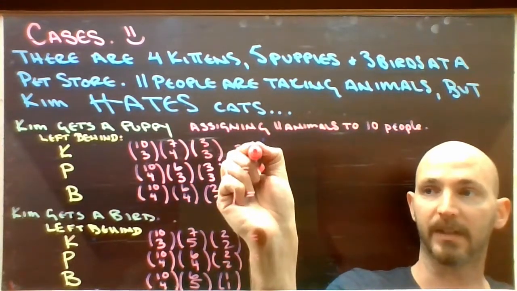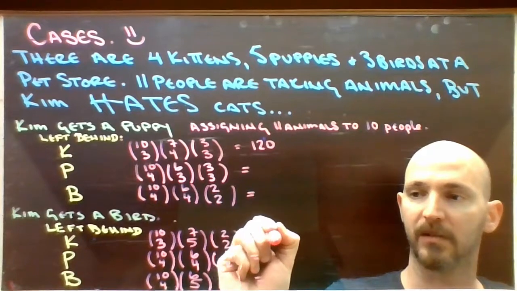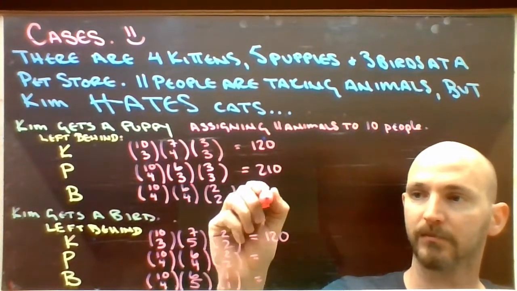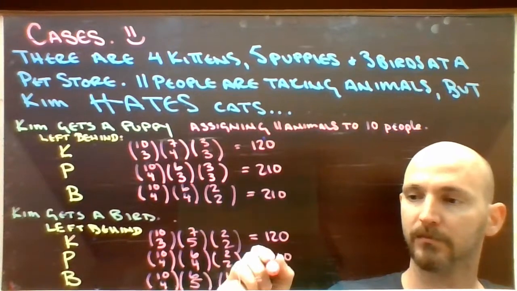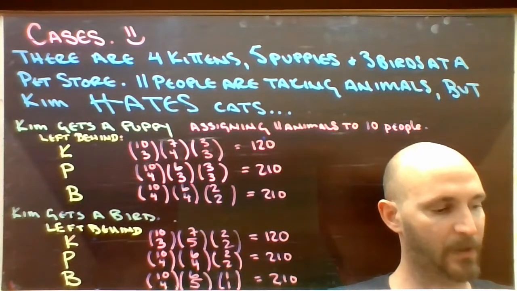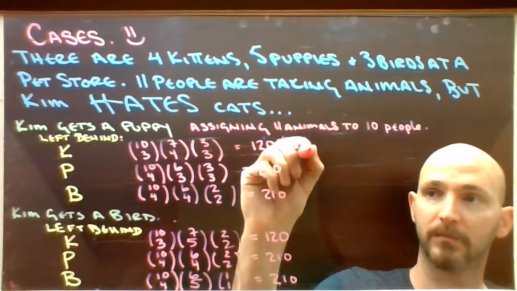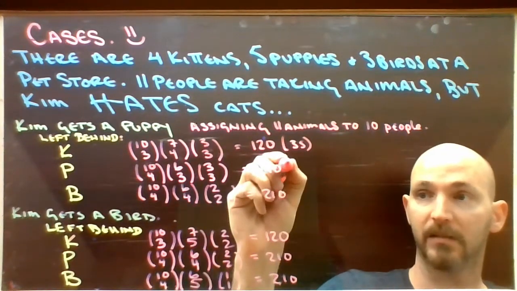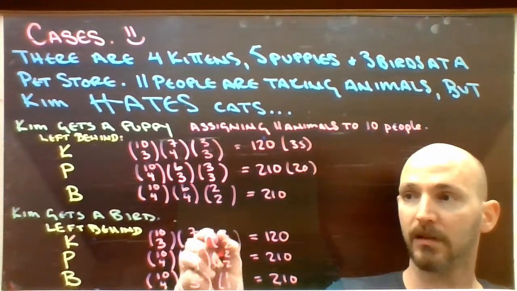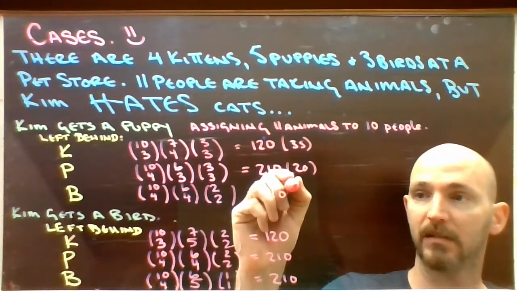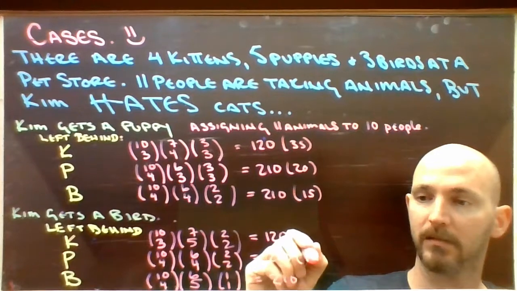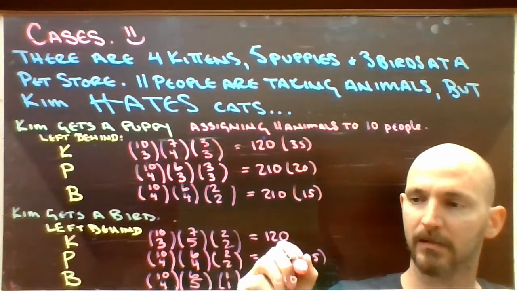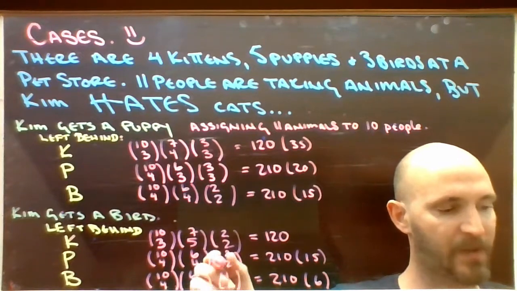10 choose 3 is 120. So I'm going to fill that in for every place where I've got a 10 choose 3. 10 choose 4 is 210. 7 choose 4 is 35. 6 choose 3 is 20. 6 choose 4 is 15. 6 choose 5 is 6. And 7 choose 5 is 21.